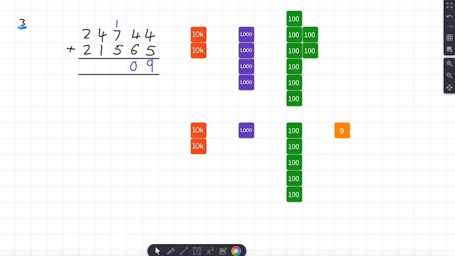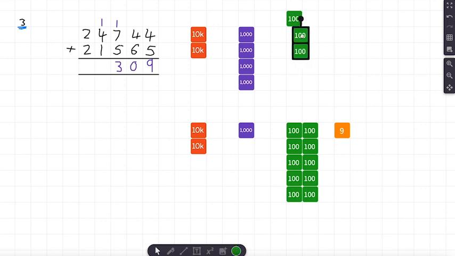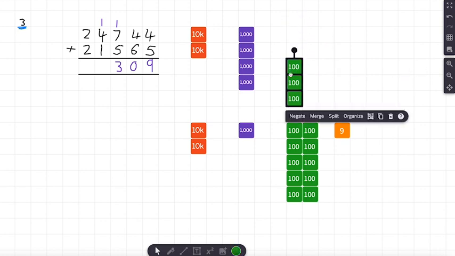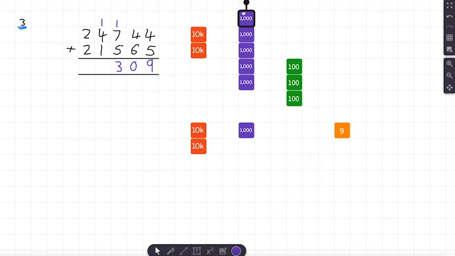Now in the hundreds column, it's looking like we're going to have another carry. 1 and 7 is 8, 8 plus 5 is 13. So we're going to be carrying the 1 again, and we're going to have 3 in the hundreds column. And looking at that with the counters, you can see we've got 5 plus another of these 5. And now there's our 13 hundreds. And 10 of those hundreds will make 1,000, and that's going to be carried. And we've still got 3 hundreds left as well, because we have 13 hundreds.